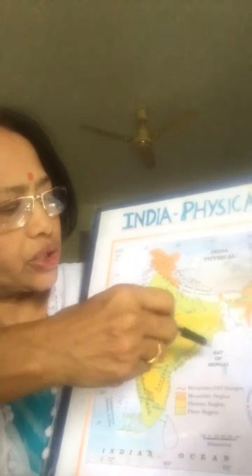Now, what is a bay? It is a body of water connected to an ocean. This is the bay. Do you see here, Bay of Bengal? This is the body of water which is connected to an ocean. That's the reason why it is called a bay.